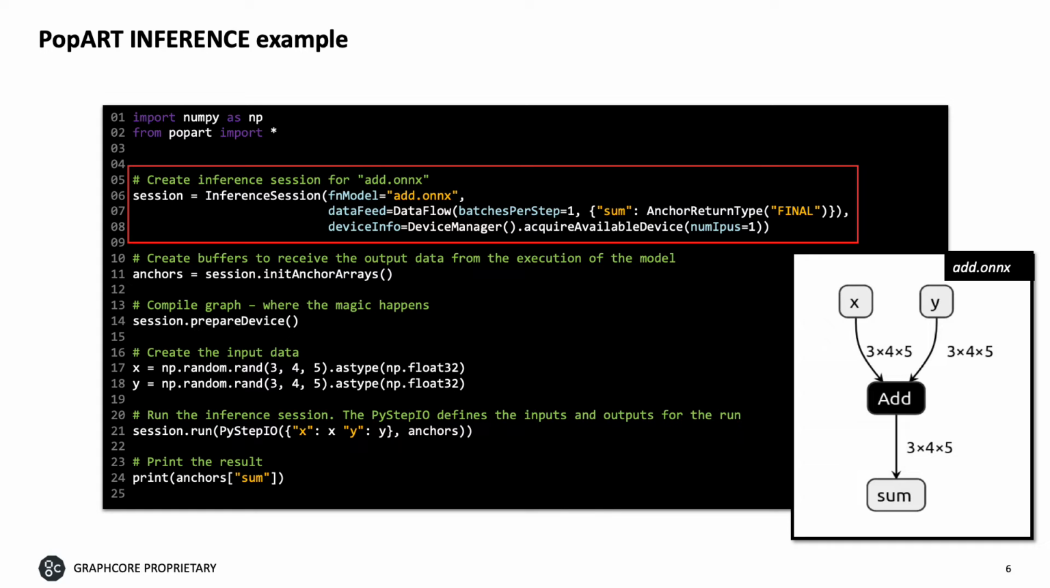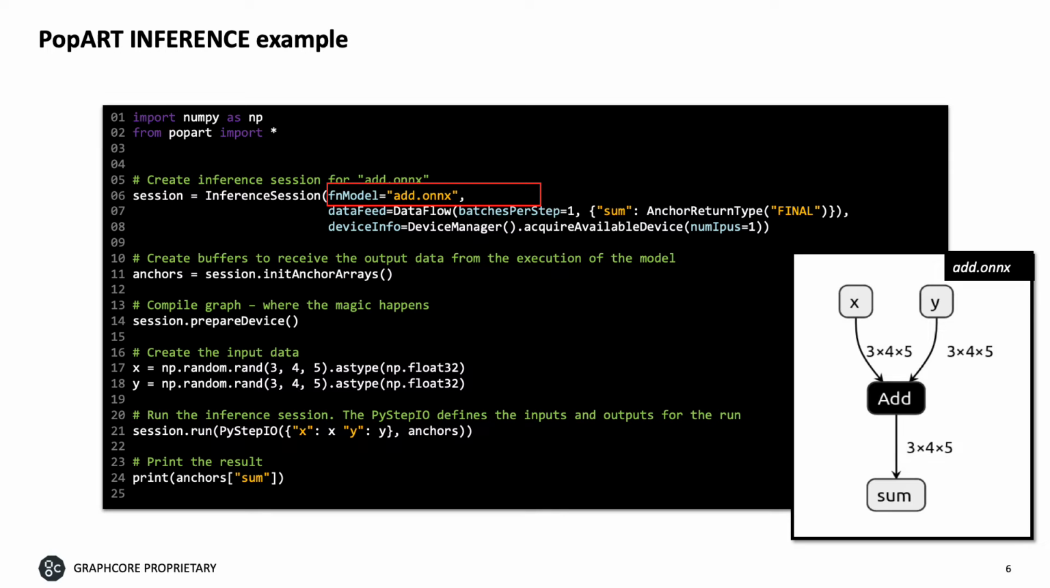First of all, we create an inference session. We give the ONNX model name to the model argument. Then we create a data flow object to tell PopART which node is the output node. The batches per step means how many batches of data will be processed in the IPU before returning the result back to the host. We request only one IPU device through the Device Manager.